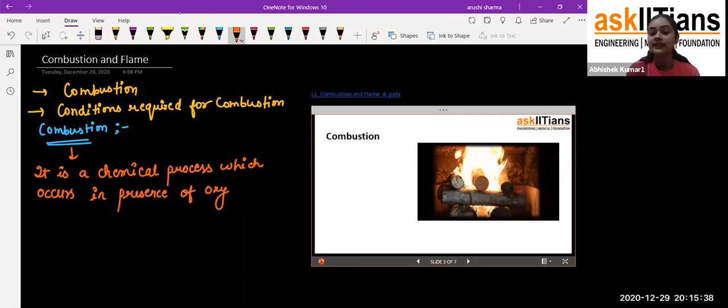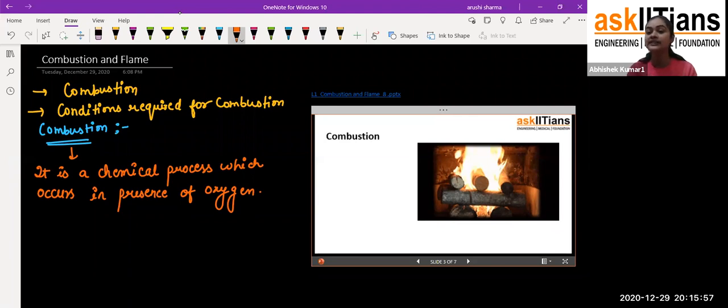Students, never think that if there is no oxygen, combustion will not take place. Have you heard this thing? Like the example I gave you, we gather wood logs in our houses and then do the burning process so that we can get heat from it.